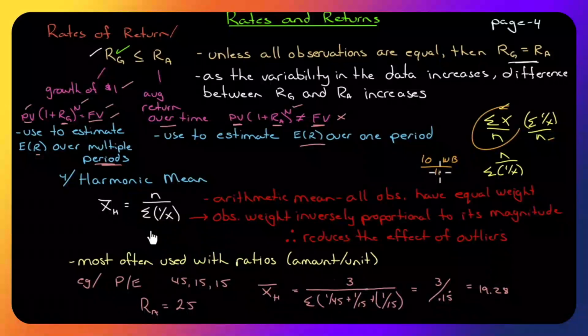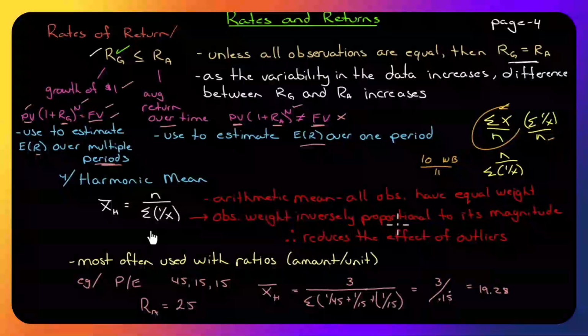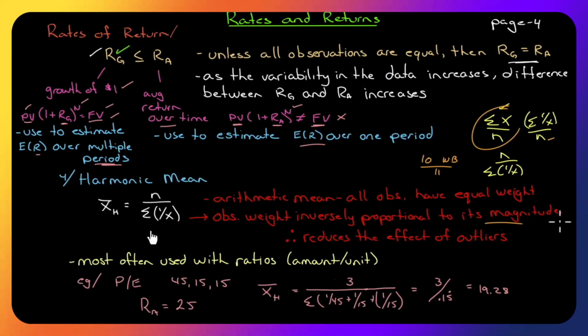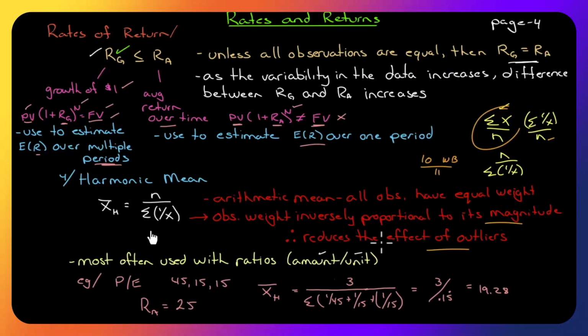Well, what if you want to get rid of the outliers? You want to underweight that observation. Well, that is what the harmonic mean does. An observation's weight is inversely proportional to its magnitude. Therefore, it reduces the effect of outliers. It is most commonly used with ratios, ratios meaning the amount of something per unit.